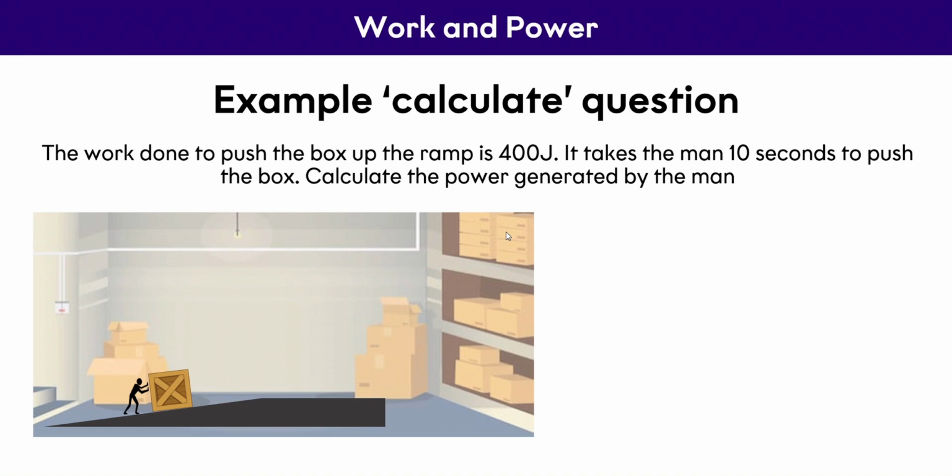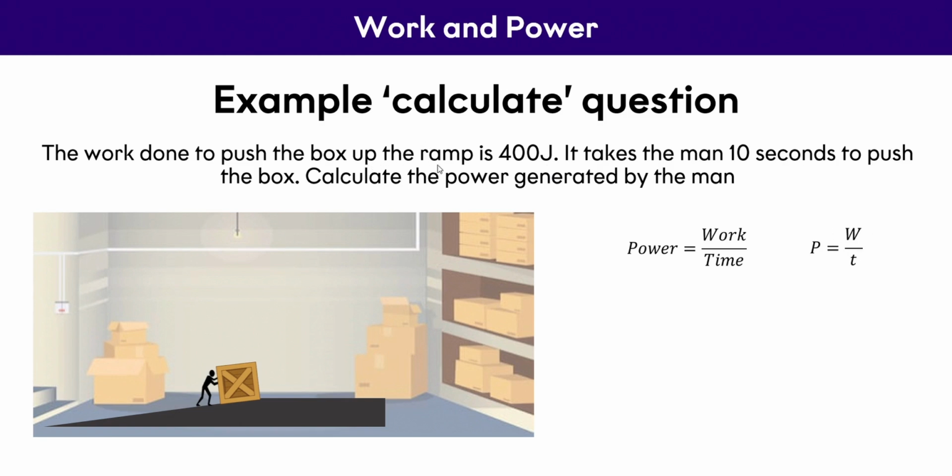So let's look at a calculate question for this now. So this time we're looking at the man pushing the box up the ramp. It takes him 10 seconds to do it, and the amount of work that it took was 400 joules, which we worked out earlier. So this time we're calculating the power generated by this man. We know that power is equal to work over time, or P equals W over T.